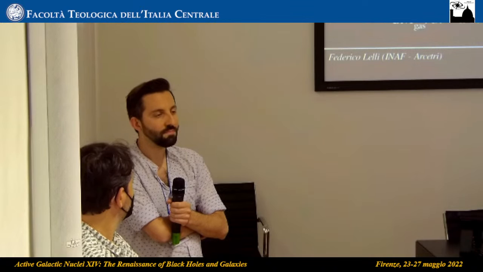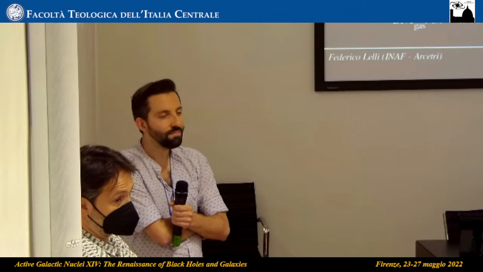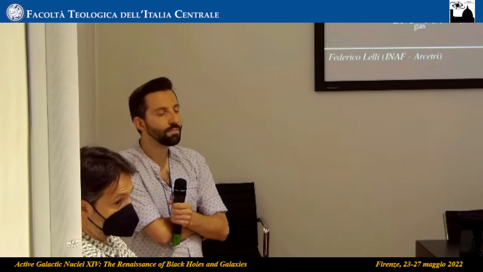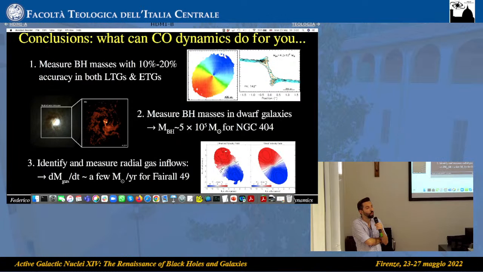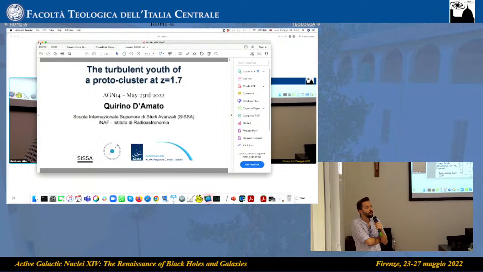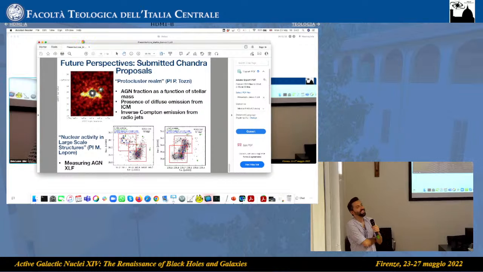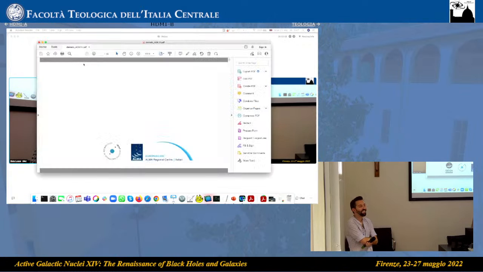But I have just a curiosity on the dwarf galaxy. What are the mass and the density of the gas disk that you measure? So the mass is of the order of 10 to the 7 solar masses. And the densities, there is of course a profile, but it's typical for molecular gas, so of the order of 50 solar masses per parsec squared, something like that. Ah, okay. The volume density? Well, the volume density, I need to calculate, I don't know. It depends on the thickness that you see from the disk. Thanks. So thanks, Federico.